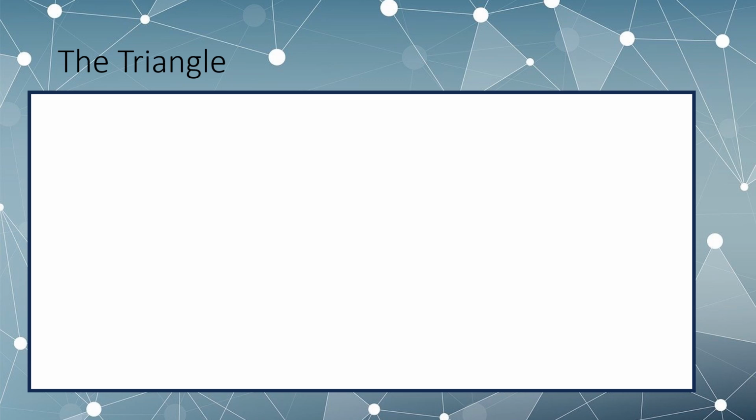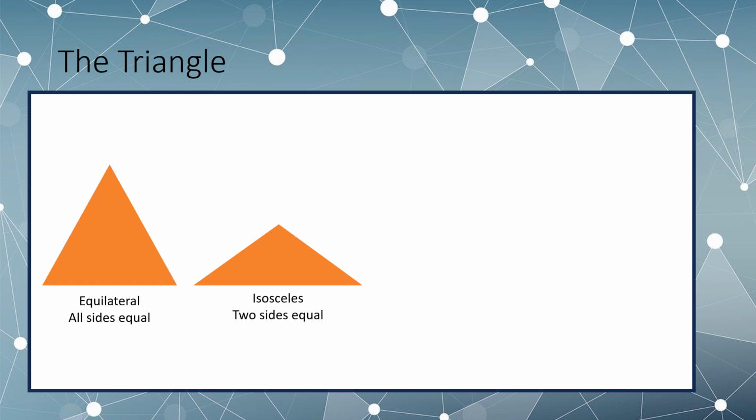There are many different kinds of triangles. Let's look at the side-based ones first. There's an equilateral triangle, where all sides are equal. There's an isosceles triangle, where two sides are equal. There's the scalene triangle, where no sides are equal.